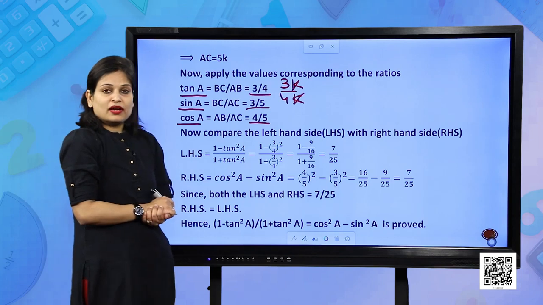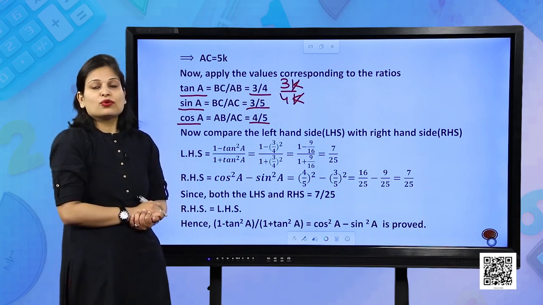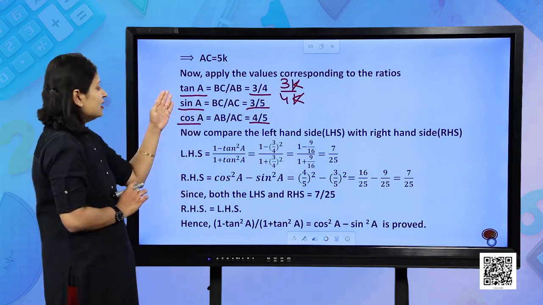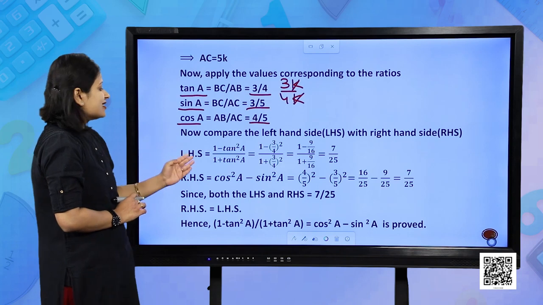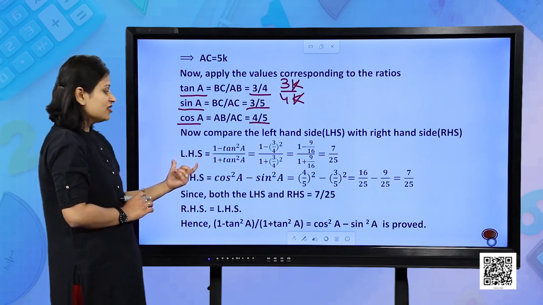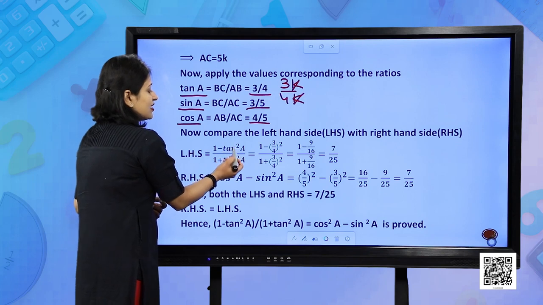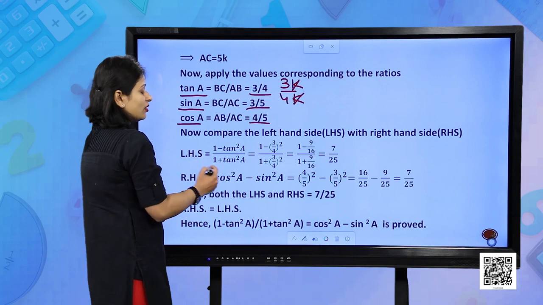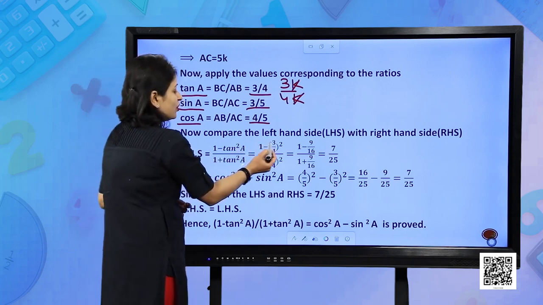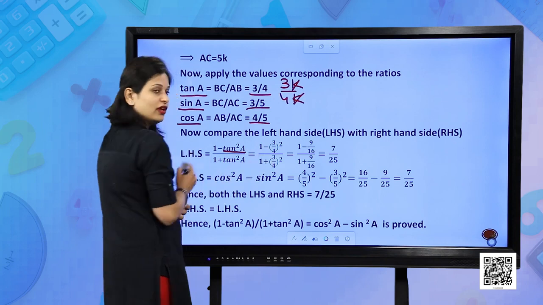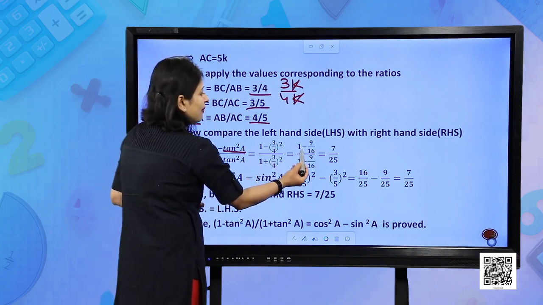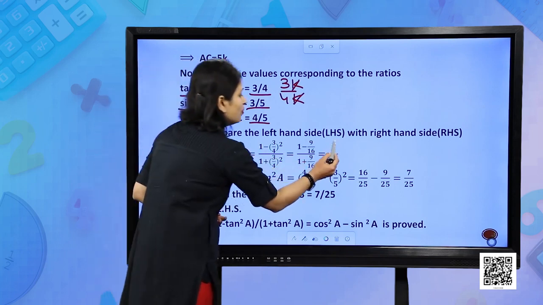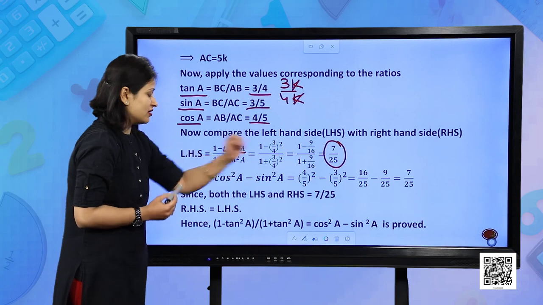Now, we need to compare the left hand side and right hand side to know whether they are equal or not. Since you have the values of tan A, sin A and cos A with you, just simply substitute the values in the LHS. What will you get? (1 minus tan square A) upon (1 plus tan square A). Now, tan A is what? 3 by 4. Simply substitute 3 by 4 over here. What will you get? (1 minus 9 upon 16) upon (1 plus 9 upon 16), which will give you 7 by 25 after solving this.